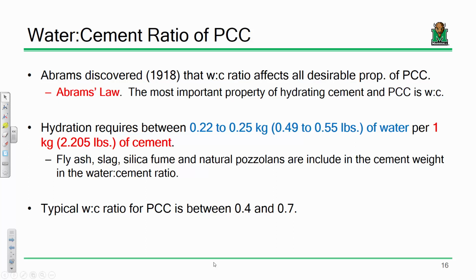Okay. By and large, one of the most important properties, one of the most critical parameters of a given concrete mix is the ratio between how much water you put in a mix and how much cement or cementitious materials. And by and large, it's the one property that affects just about everything else associated with a concrete mix design.